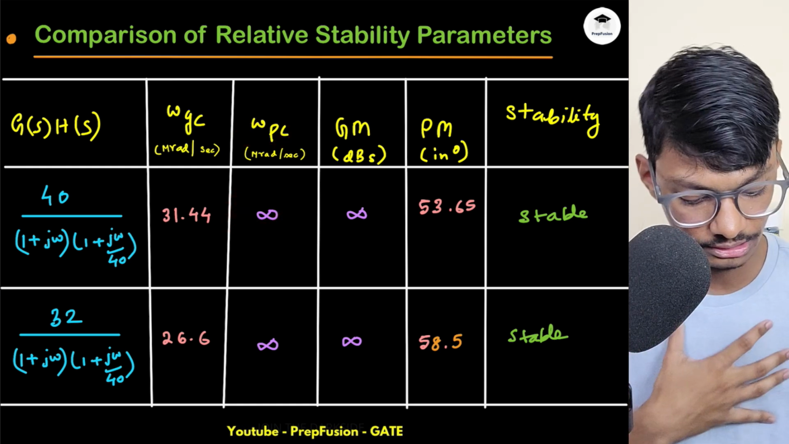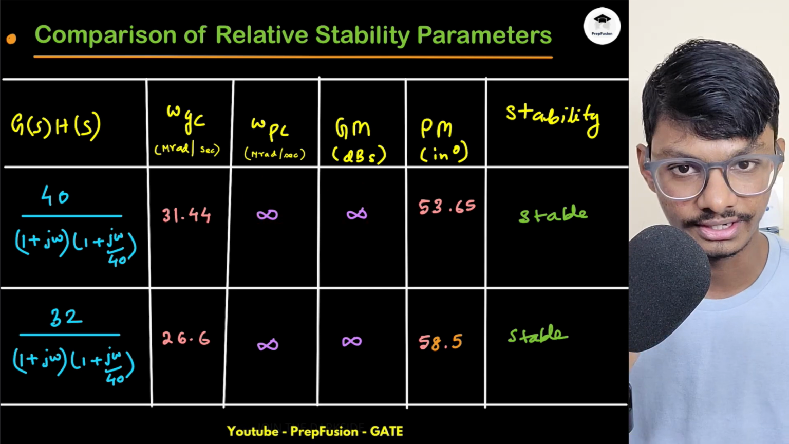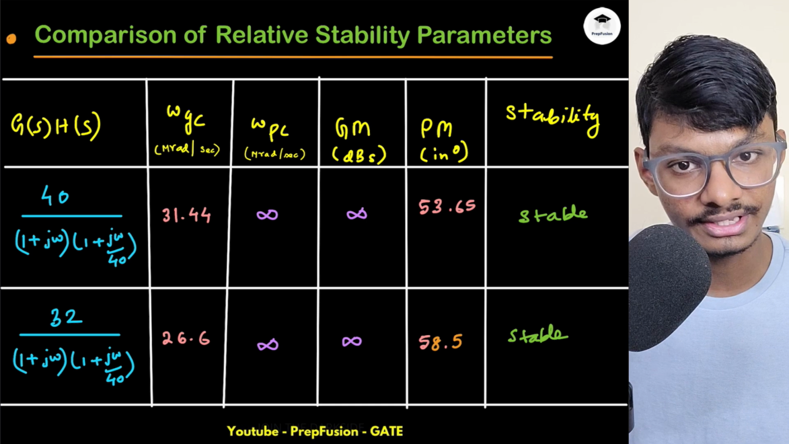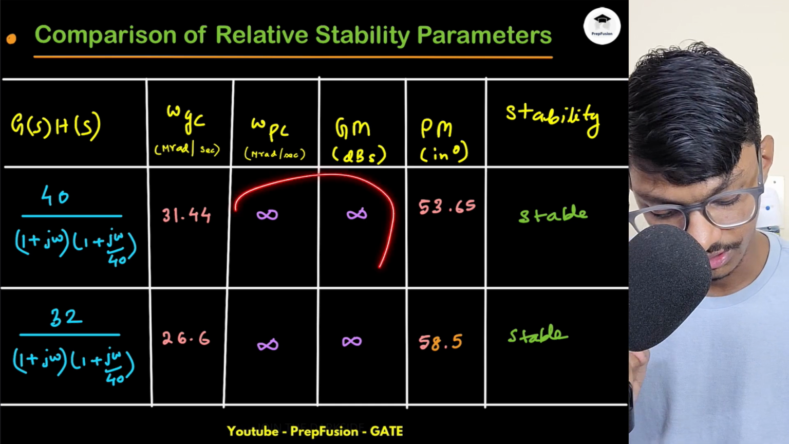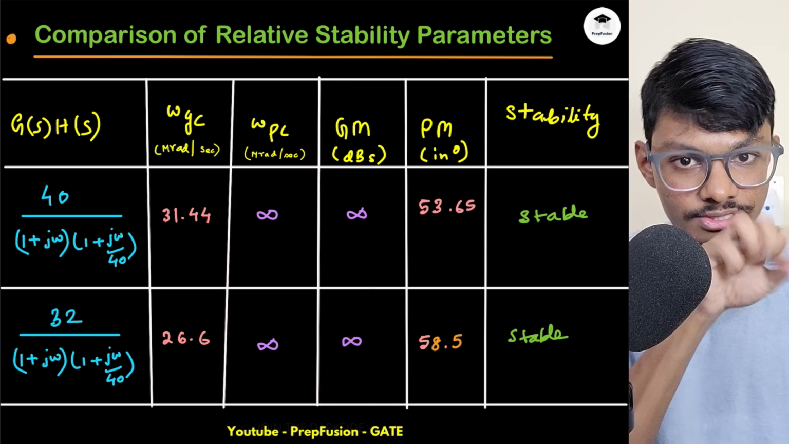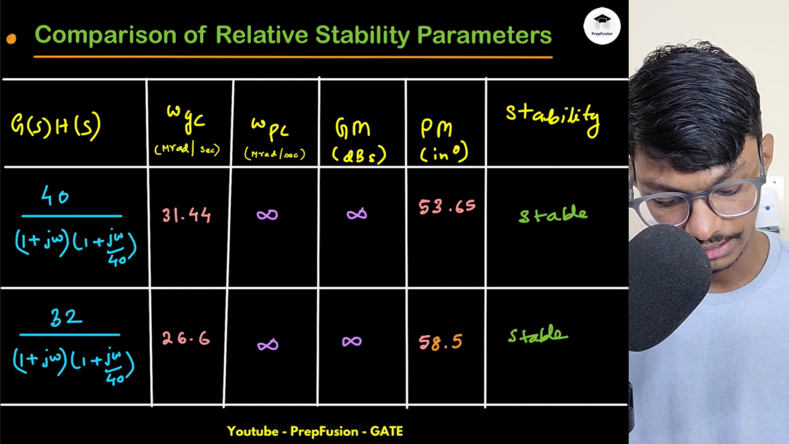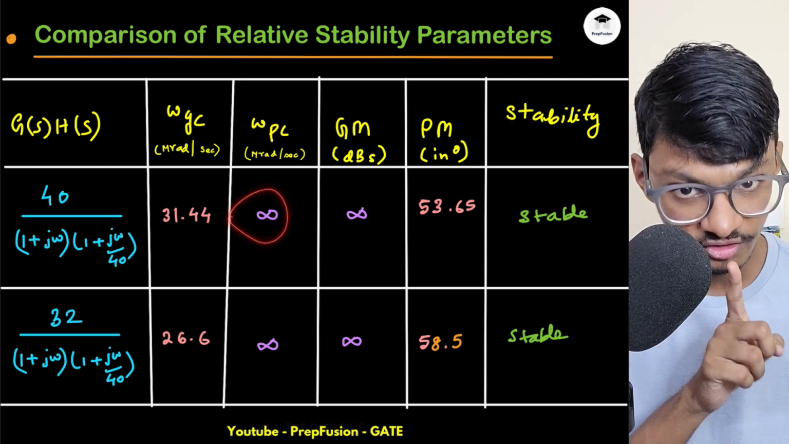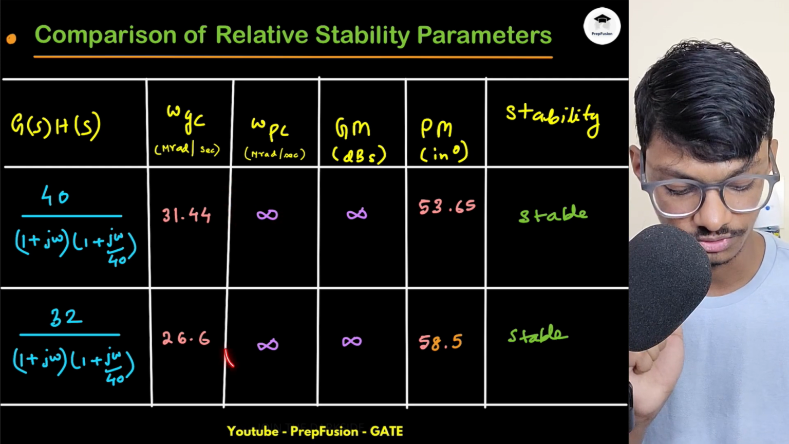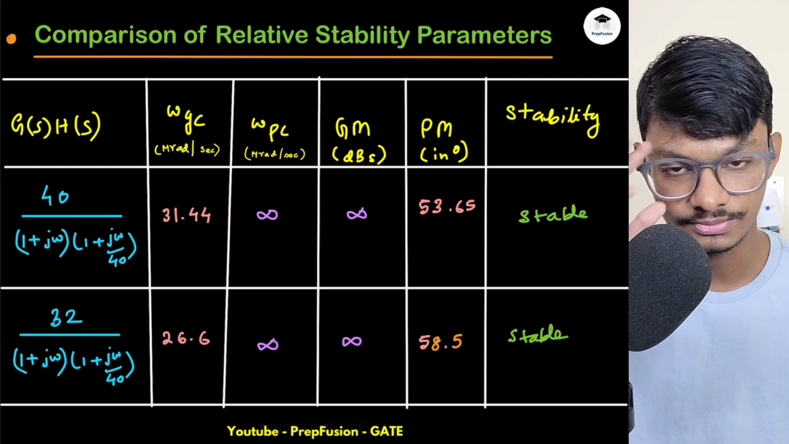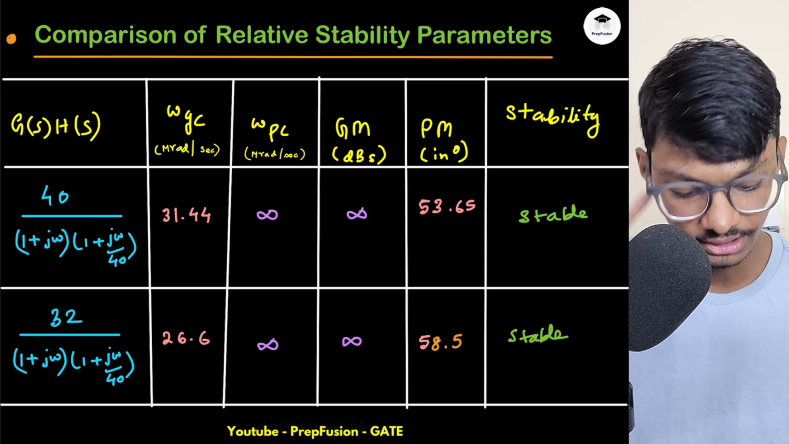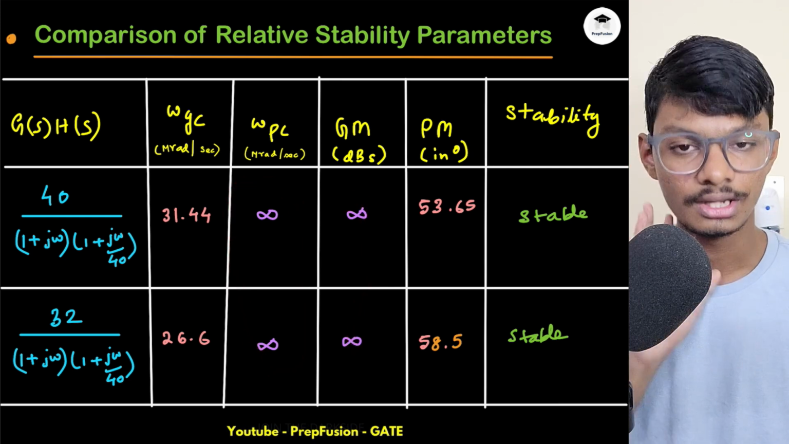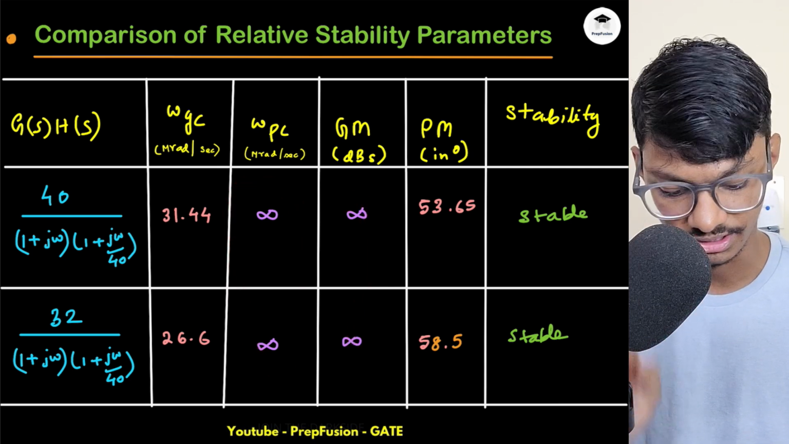In this case anyway, the omega PC and GM are infinity because it never reaches minus 180 degrees. It reaches minus 180 degrees at infinite frequency. So it doesn't matter. But anyway, if I am not changing the gain, then phase crossover frequency won't change. But obviously gain margin will change because the gain itself has been changed, right? That will change, but phase crossover frequency won't change. I've analyzed this bit by bit in my playlist. You can go there and check all this, right?